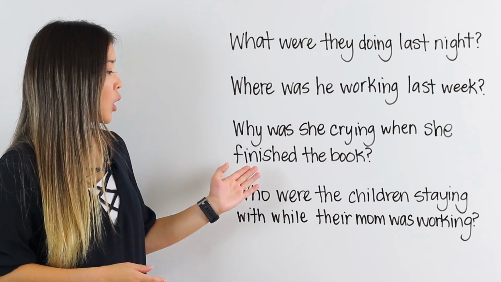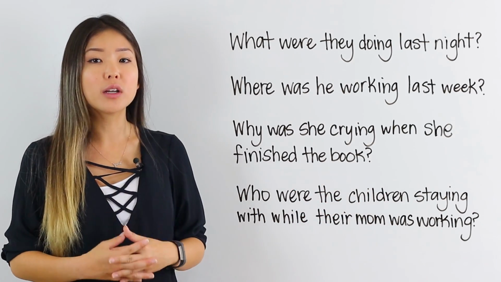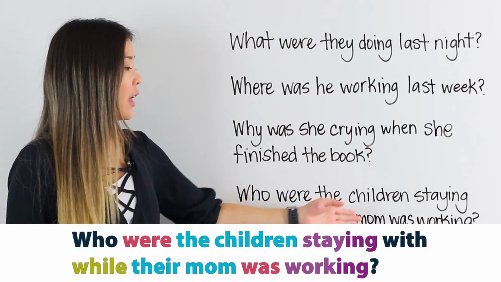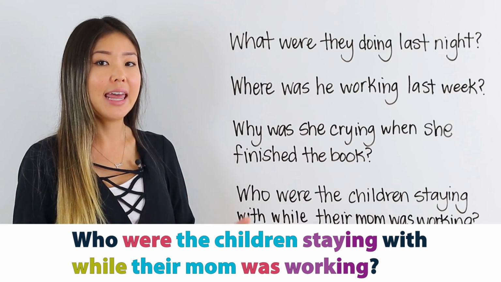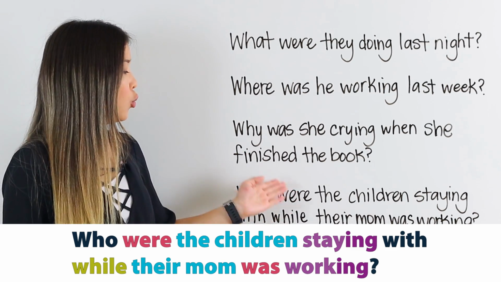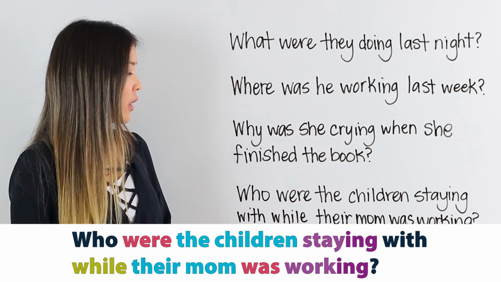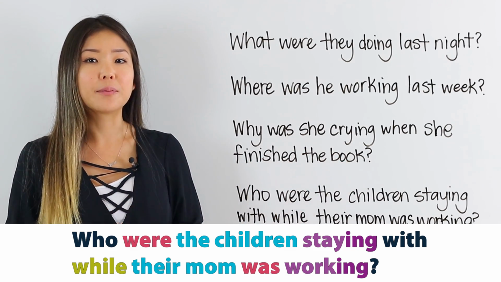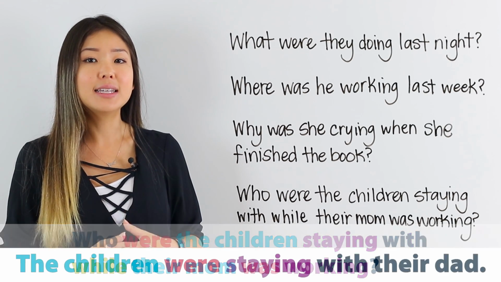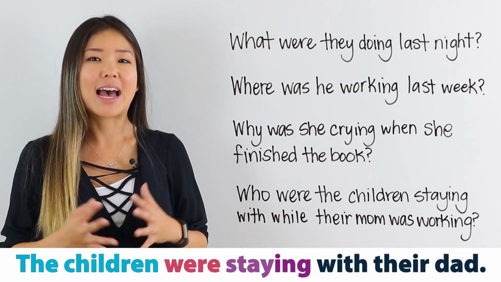And finally, who were the children staying with while their mom was working? In this case, the children is a they, so we follow who with were. Who were they or who were the children staying with while their mom was working? To answer, I can say the children or they were staying with their dad.